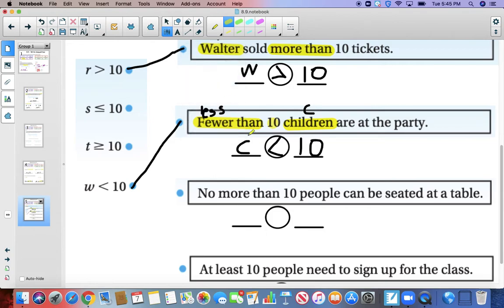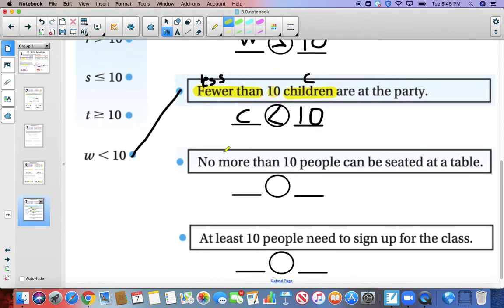Okay, so it does take a minute, so take your time. No more than 10 people can be seated at a table. So no more than 10. So it means that I could have 10, and I'm going to use P for people. So I have P for people, no more than 10. So I want this to be, P has to be less than or equal to 10. Because he can have 10 people, but he can't have more. But he could have 9, he could have 8, he could have 6, right? And that would all work.